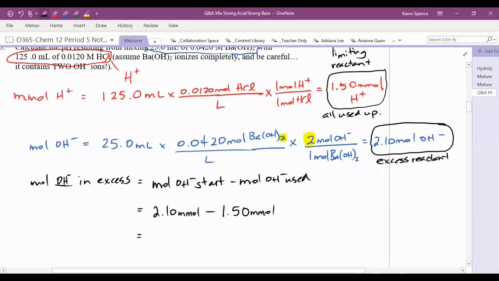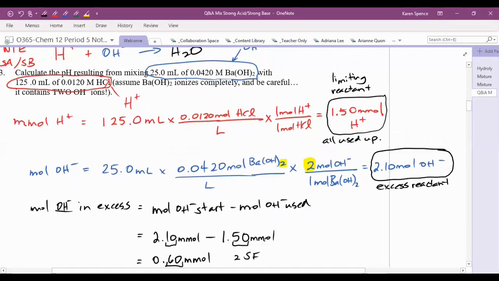And we get 2.1 minus 1.5, and that is 0.60 millimoles. Now, because we've done a subtraction in terms of our significant figures, we're going to go to the smallest number of decimal places. And so that's 2 decimal places. So we now have 2 sig figs.